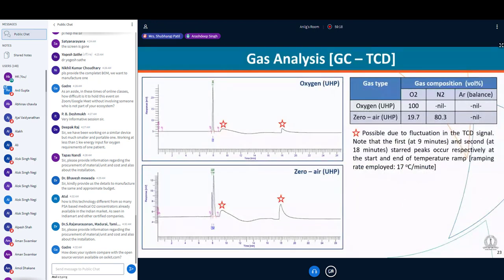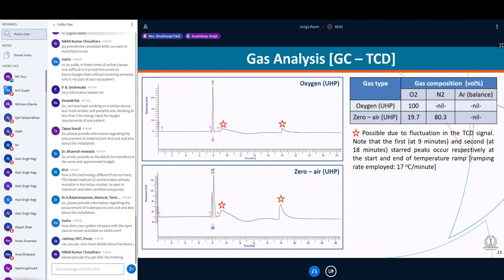People who really work on GC and are very well versed with GC may have questions about why you have two peaks coming up at around 9 and around 18. I just want to mention that when we were doing calibrations for oxygen and zero air, because you have to do some calibrations to know the exact numbers, these peaks came up at that point in time as well. This is because the detector is a thermal conductivity type, a TCD detector. We also give some ramp rates in the GC, and these are the positions where our temperature ramps change, and that's why these two peaks are coming up. They have nothing to do with the gas composition. Next slide, sir.